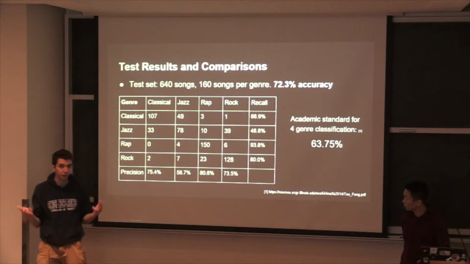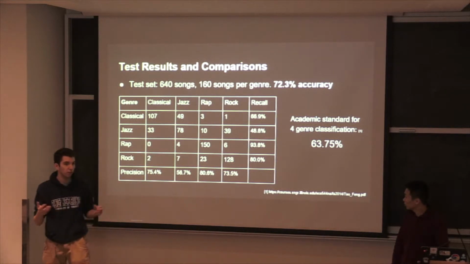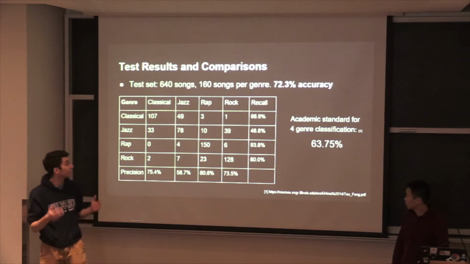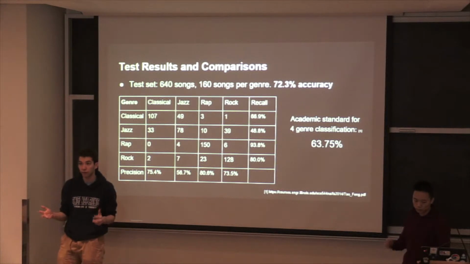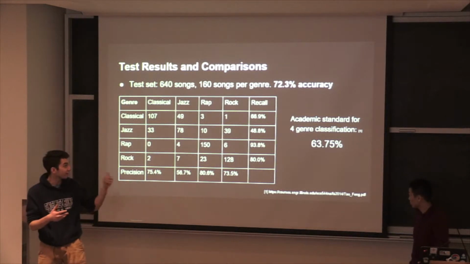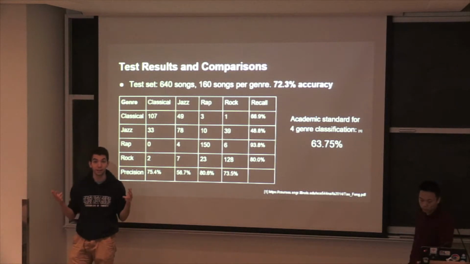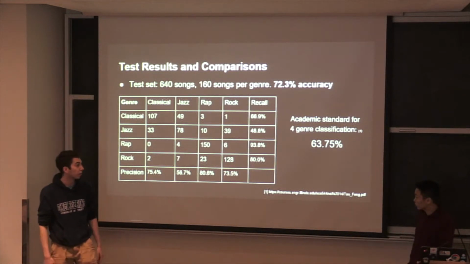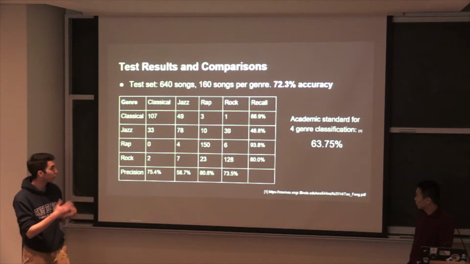But now it comes down to the real test, which is the test set. On our test set of 640 songs, 160 songs per genre, we had an accuracy of 72.3%. Now for reference, a recent academic paper doing 4-genre classification labeled their benchmark as 63.75%, meaning that we're 9 percentage points better than the academic standard for music genre classification right now. From our confusion matrix, we can see how our model is good and where we can improve.